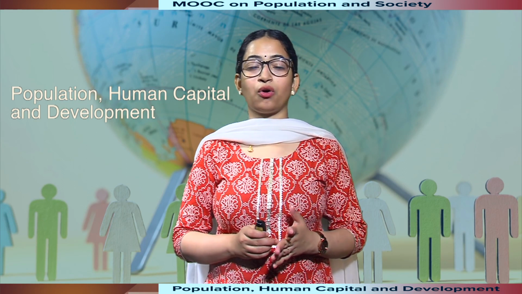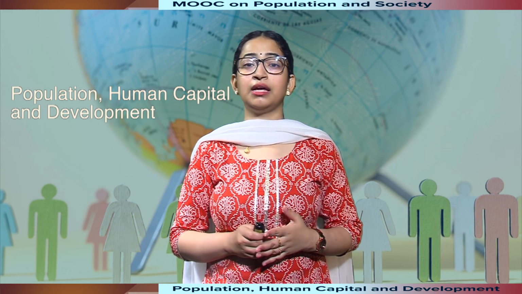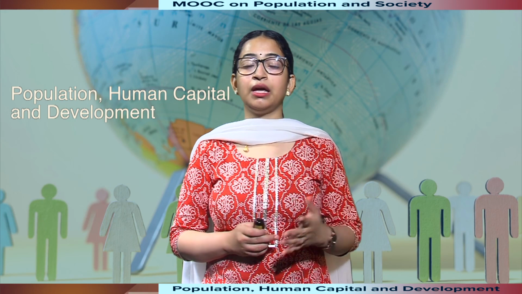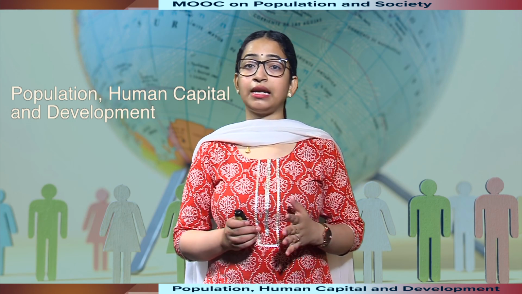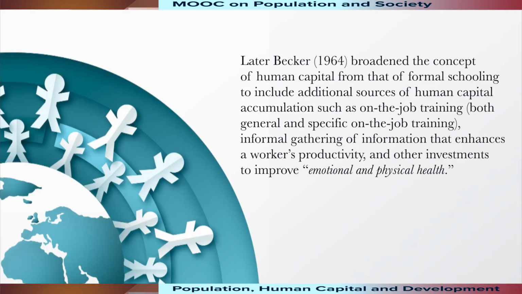Available evidence in almost all the countries, including India, establishes a significant positive association between the proportion of people below the poverty line and the proportion of illiterate persons. Later, Becker in 1964 broadened the concept of human capital from that of formal schooling to include additional sources of human capital accumulation such as on-the-job training and specific and informal gathering of information that enhances a worker's productivity and other investments to improve the emotional and physical health of individuals.